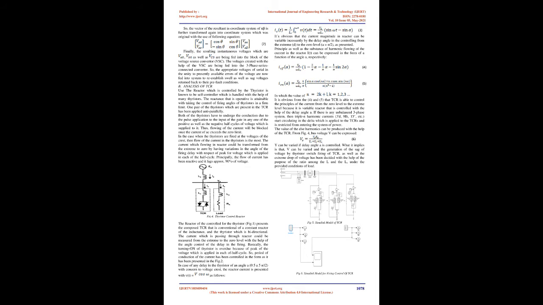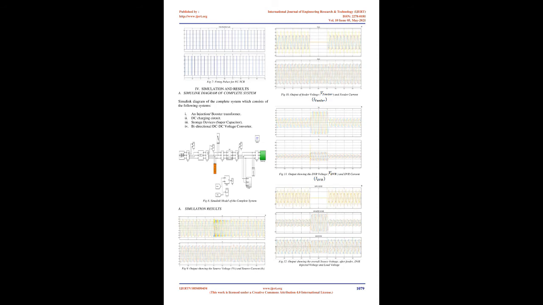In order to create the injected voltages, they are shifted back to the original coordinate system using a suitable inverse transformation matrix. So, the resultant vector in the αβ coordinate system is transformed again into the original coordinate system with the following equation. Finally, the resulting instantaneous voltages are fed into the voltage source converter block, VSC. The voltages created by the VSC are fed into the three-phase series connected converter. So, the appropriate series voltages corresponding to the present voltage errors are fed into the system to re-establish swell and sag voltages back to their pre-fault conditions.